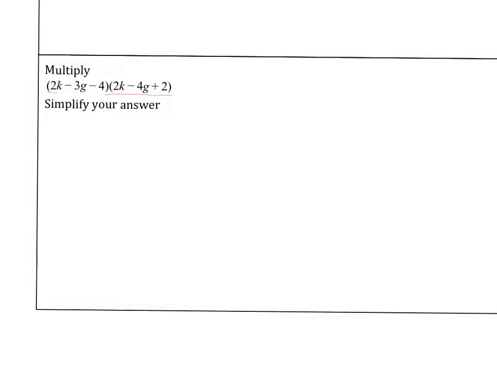So that's going to be 2k times 2k is 4k squared. 2k times negative 4g will give me negative 8... K comes before G, A, B, C, D, F, G. No, G comes before K. GK, nice. And then 2k times positive 2 is, of course, positive 4k.